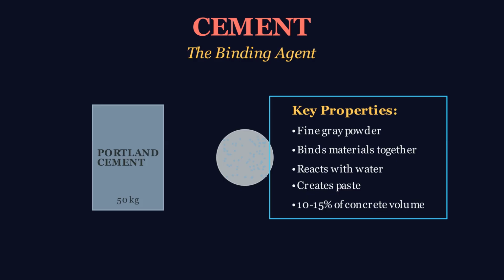Cement is the binding agent in concrete. Portland cement, the most common type, is a fine gray powder produced by heating limestone and clay at very high temperatures. When mixed with water, cement undergoes a chemical reaction called hydration, creating a paste that binds the other materials together. Cement typically comprises 10 to 15% of concrete's volume but plays the most critical role in its strength development.